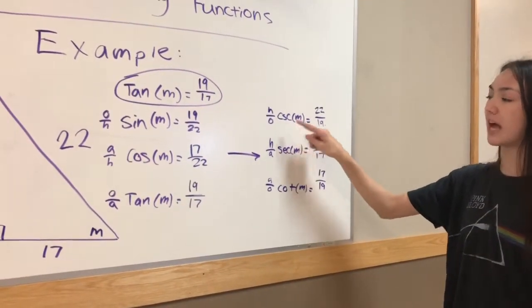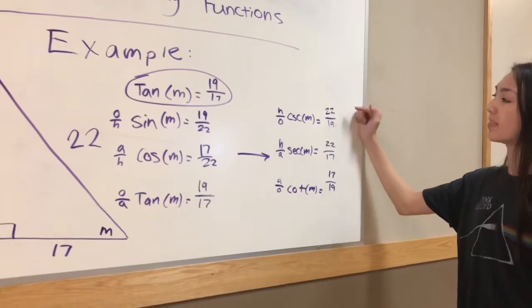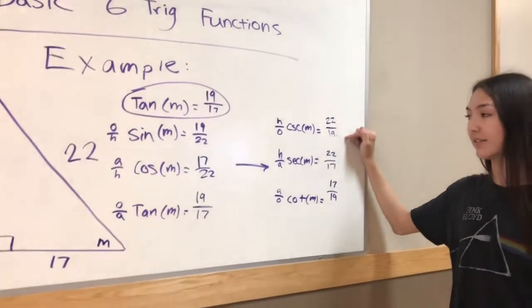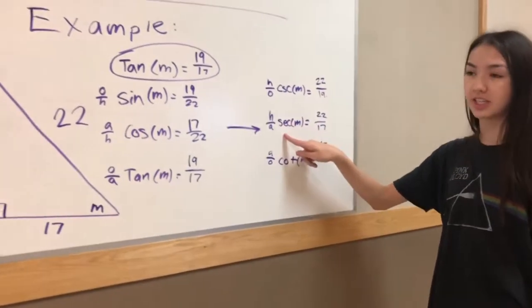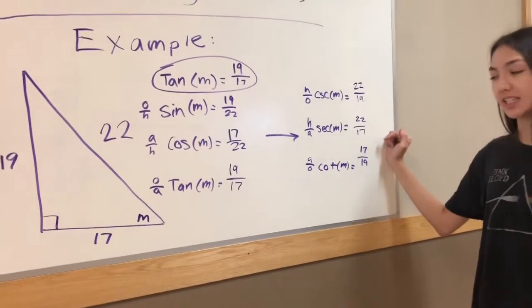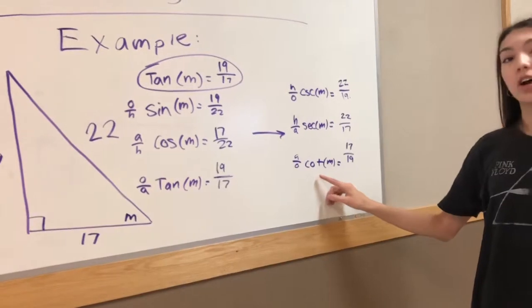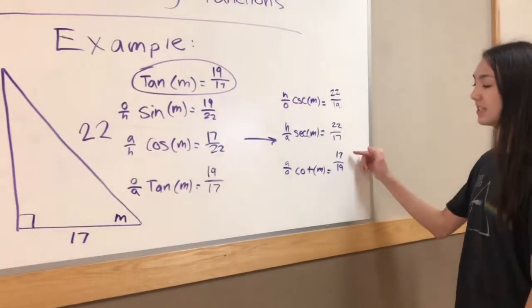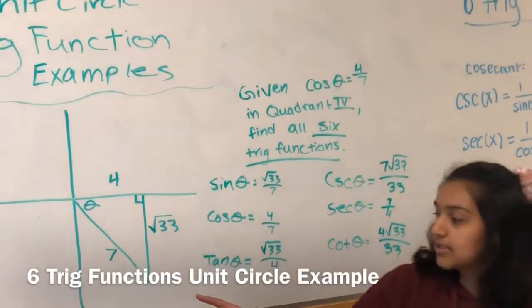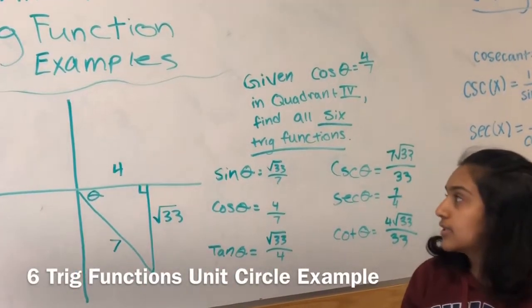Cosecant of m, which is hypotenuse over opposite, is 22 over 19. Next is secant of m, which is hypotenuse over adjacent, and that is 22 over 17. And the last one is cotangent of m, which is adjacent over opposite, and that would be 17 over 19.